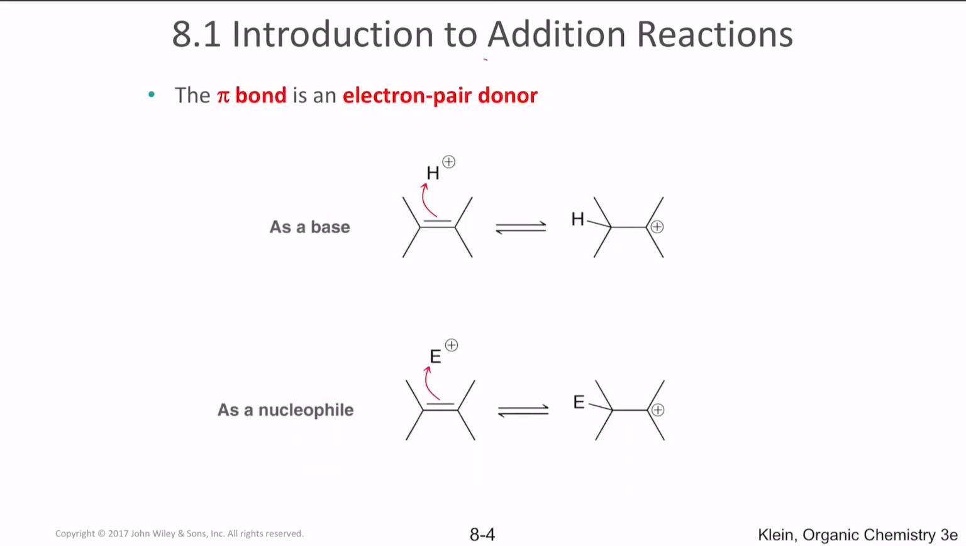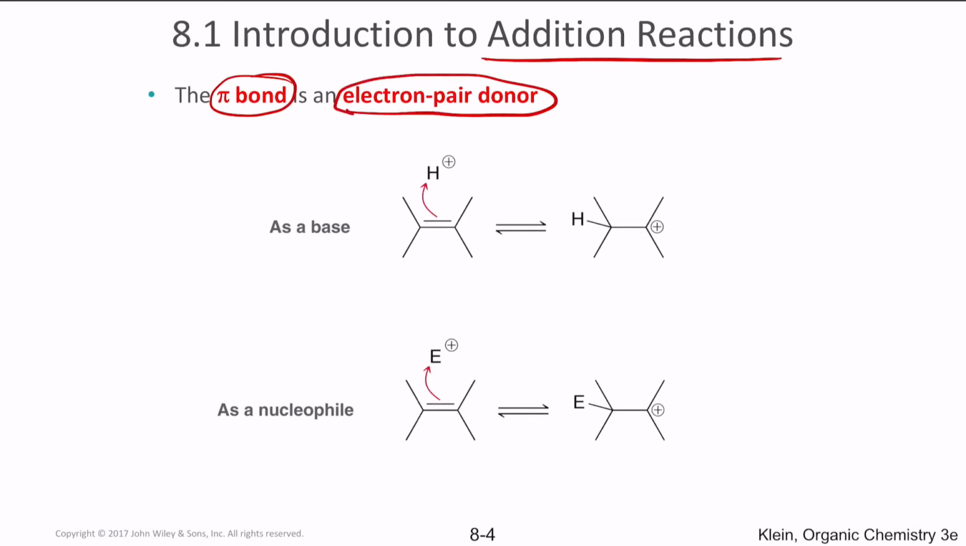So what happens in addition reactions? The pi bond that is present in the alkene acts as an electron pair donor. Think of it as a base. Then the double bond will basically donate its electrons to the hydrogen and form a single sigma bond and create a positive charge. If it acts as a nucleophile, it does the exact same thing: it donates its electron pair, forms a bond with the element, and creates a positive charge on the other side.